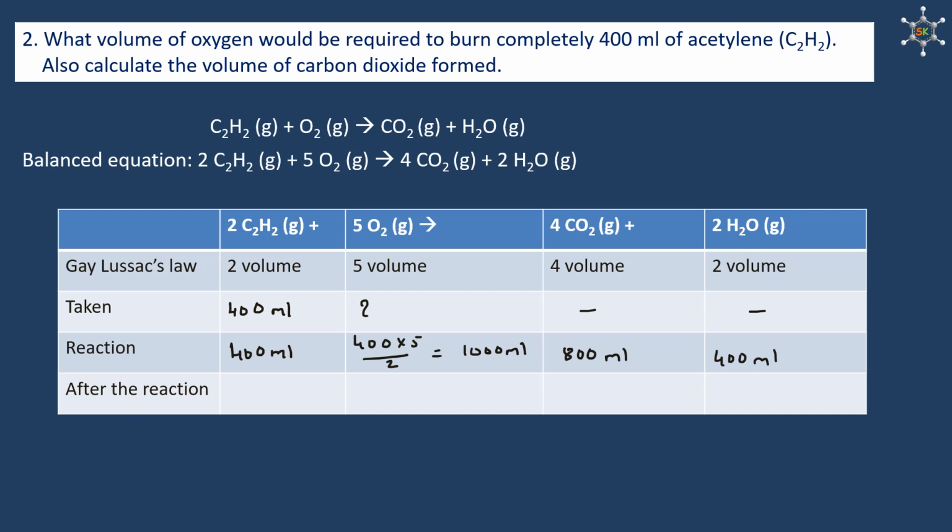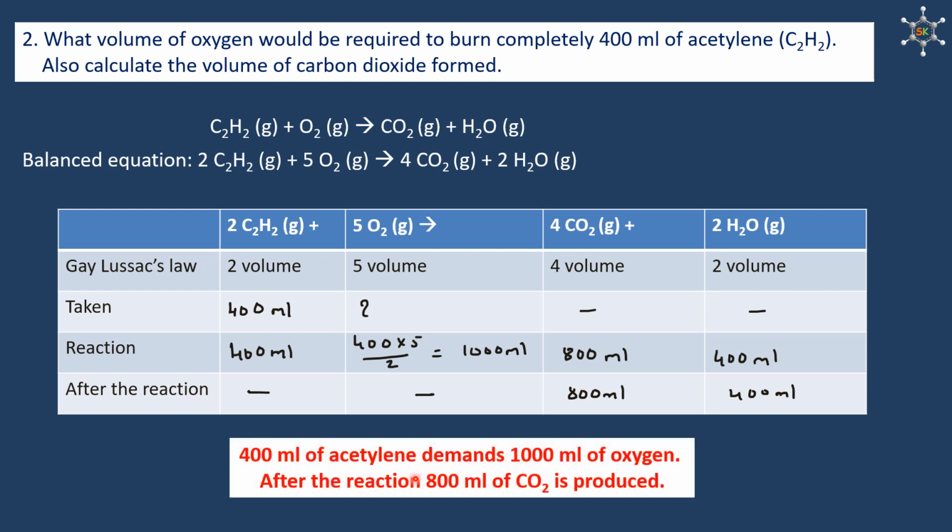After the reaction, we will not have any acetylene left in the system. We will not have any oxygen left in the system. We will only have 800 ml of carbon dioxide and 400 ml of water vapor. To answer the question, 400 ml of acetylene demands 1000 ml of oxygen. After the reaction, 800 ml of carbon dioxide is produced.